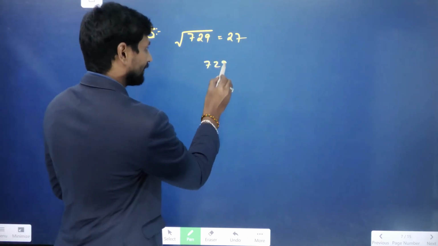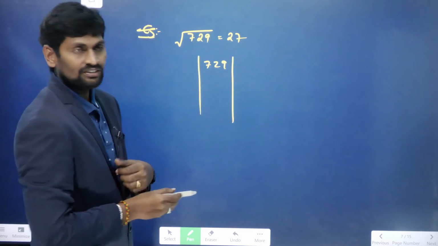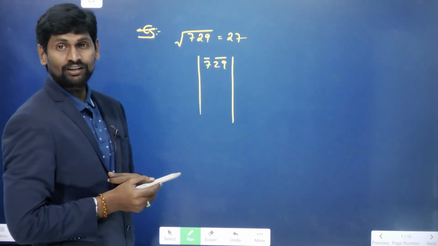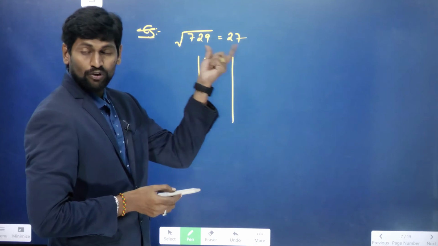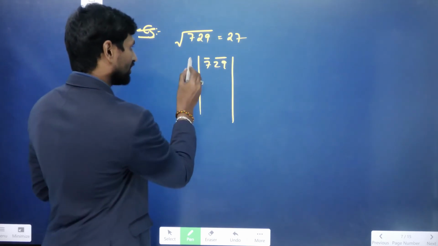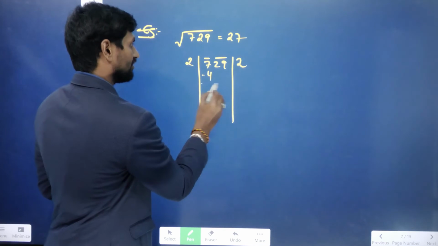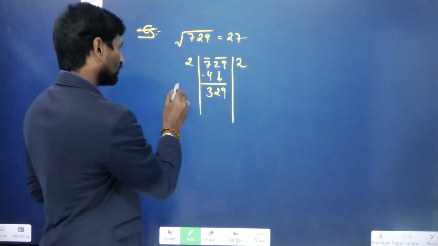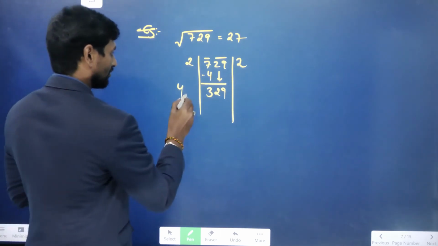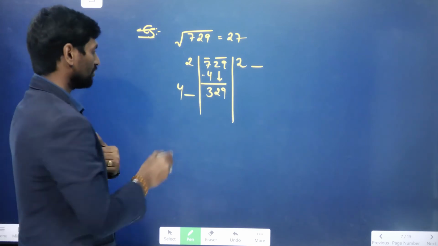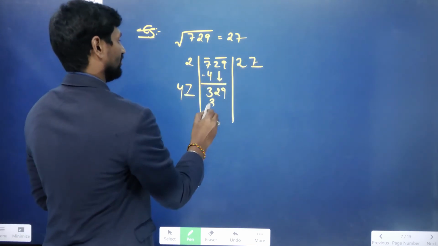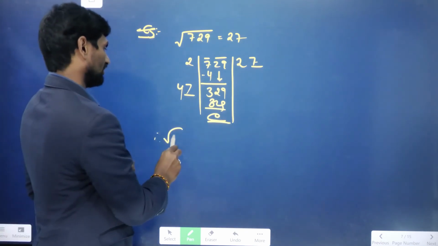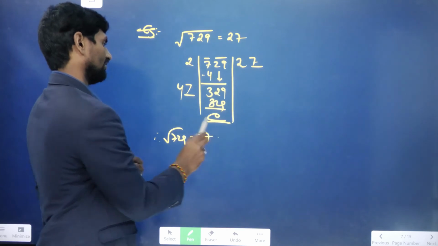Now let me explain the continued division method. Two digits as a pair, but here only a single digit, 7, remains. So the nearest square number: 1 one is 1, 2 twos are 4, 3 threes are 9. 9 is more, so we have to take 2 twos. 2 twos are 4. 7 minus 4 is 3. Bring down the remaining part, 329. Next, double the digit, 4. Now here and here we should take the same number, 47 sevens is 329. Therefore, the square root of 729 is 27.